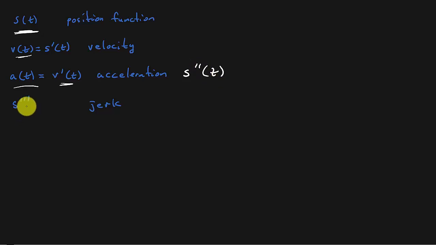If we take the third derivative of the position function, which is the derivative of the acceleration function, that's called a jerk. That's a quick change in acceleration. And then you could take the fourth, fifth, sixth derivative, and so on. Hopefully this made sense and you understand it now.